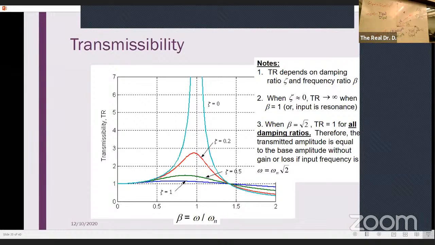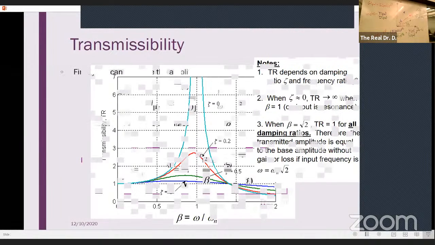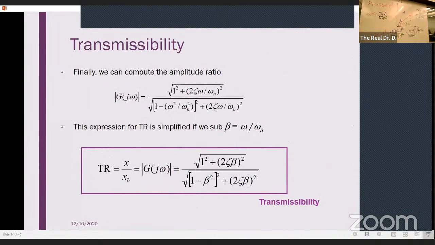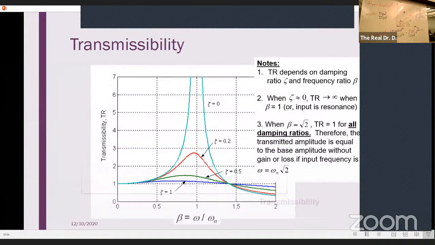When we were talking about transmissibility, we came up with what most people feel is a convoluted equation to determine transmissibility. But the reason that we do this is very specific, right? Because we want beta. We want this frequency ratio. And what is beta? What is the frequency ratio? It's the ratio of my input frequency to my natural frequency, right? And if we get this in terms of beta and zeta, it allows us to graph this plot, okay?